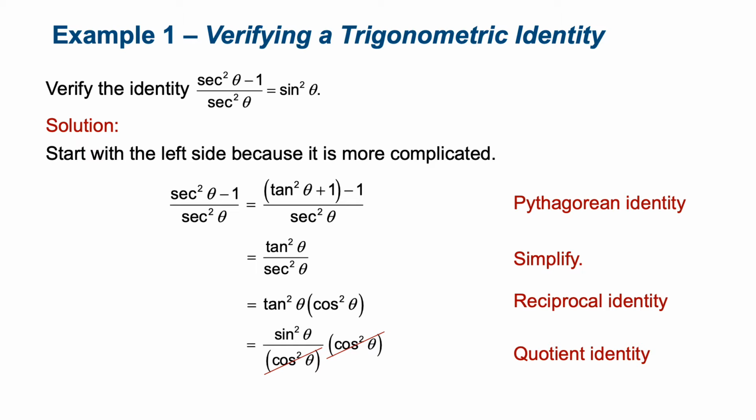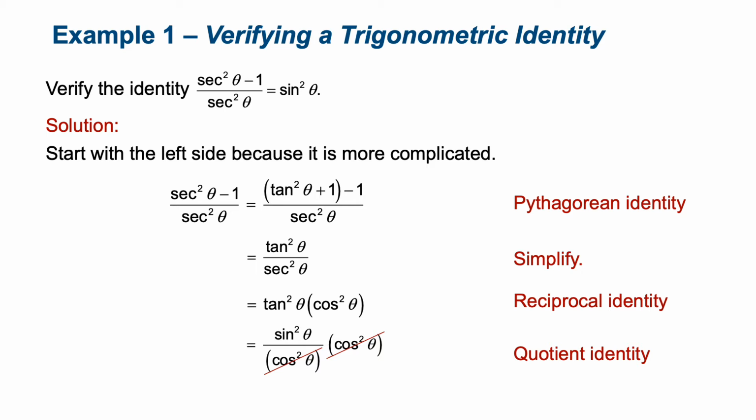Example 1. Let's verify that secant squared of theta minus 1 over secant squared is equal to sine squared. We're going to take the left side and try to make it look like the right side. I'm going to replace secant squared with tangent squared plus 1 in the numerator. I get tangent squared theta plus 1 minus 1, so just tangent squared on the top, secant squared on the bottom.